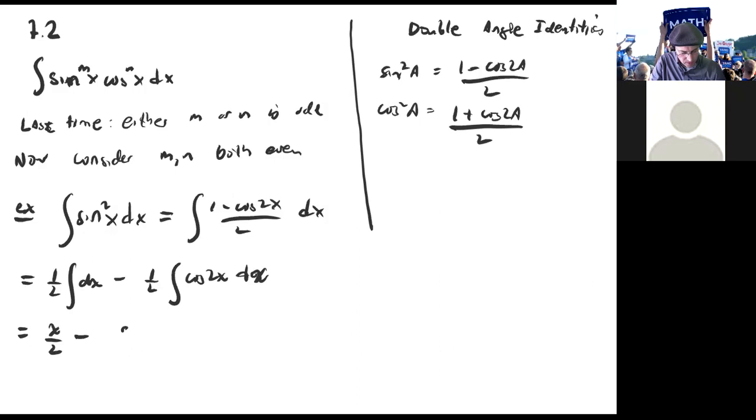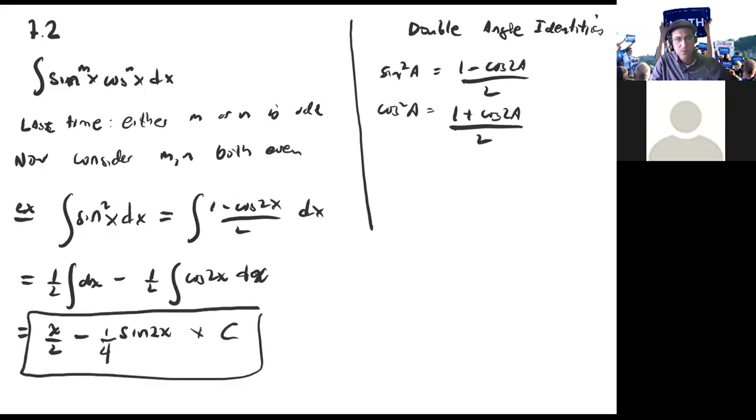So let me put here sine of 2x. Now the derivative of sine of 2x is 2 cosine 2x, but we want 1/2 cosine 2x to be the derivative. So we have to fudge it by 1/4. So if we take the derivative of sine 2x multiplied by 1/4, you'll get 2/4 cosine 2x, which gives me 1/2 cosine 2x. And then we have to add a C at the end of all of this, and that's the answer. So this was pretty simple. This was not hard at all.